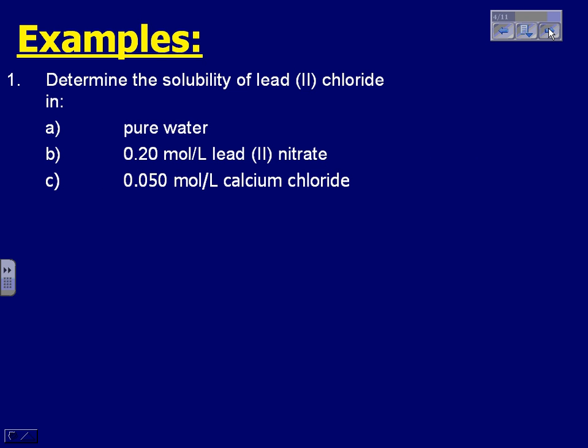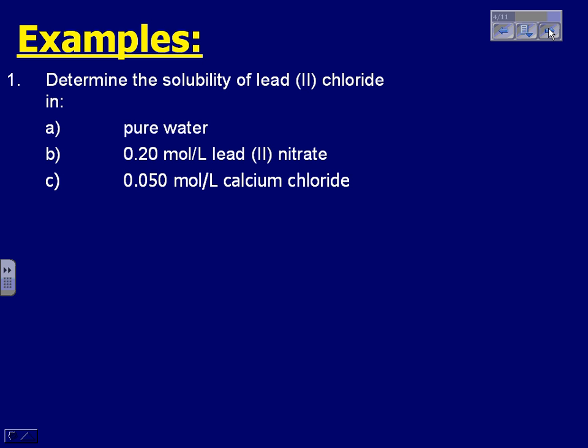And as I stated with you already, I am going to ask a question, and this is the way it's going to look on the test. Determine the molar solubility of lead 2 chloride in pure water, which is your straightforward MX, M2X shortcut. Determine the solubility calculation. What is it in 0.2 molar lead 2 nitrate?